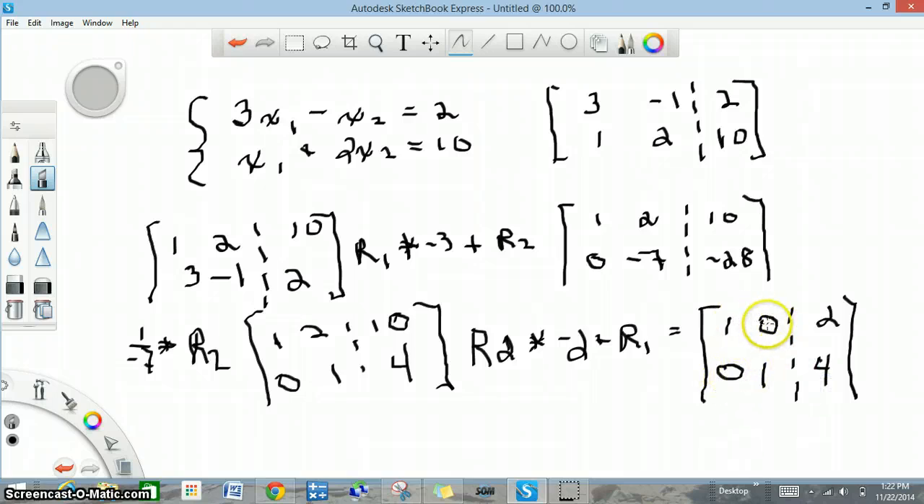Since we have pivots where we're supposed to have them, here and here, our answers are now solved as x1 equals 2, x2 equals 4.